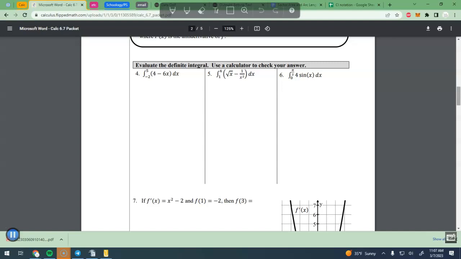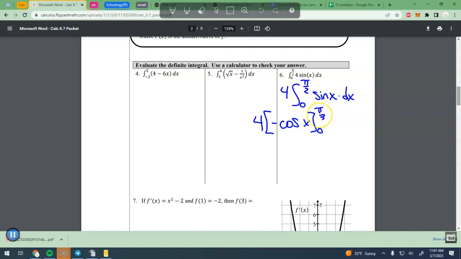6. So 4 sine of x is written fine. This is that rule. I can take that 4 on the outside. Some of you might be like, I don't know how to integrate 4 sine of x, but I know how to integrate sine of x. So we're allowed to factor out the 4, do all this, and then multiply everything by 4 at the end. So what is the integral of sine of x? Meaning, what did I start with to take the derivative and end up with sine of x? Negative cosine of x.